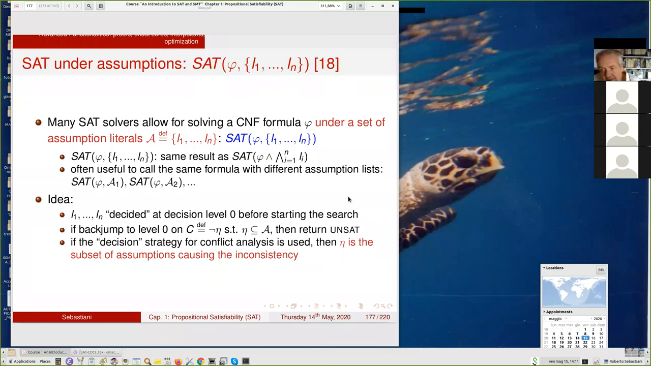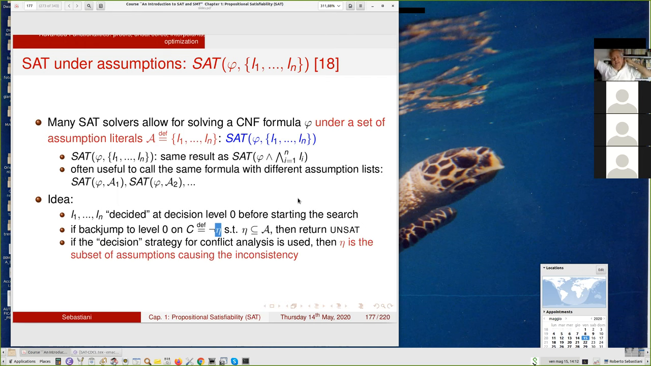But there is more than that. Suppose you have adopted, for simplicity, you can do it also with other strategies, the decision strategy. So suppose that eta contains only decisions. Eta tells you the set of decisions which force you to failure together with phi. So substantially, these techniques allow you to tell the subset of assumptions which cause you to fail because of the inconsistency.